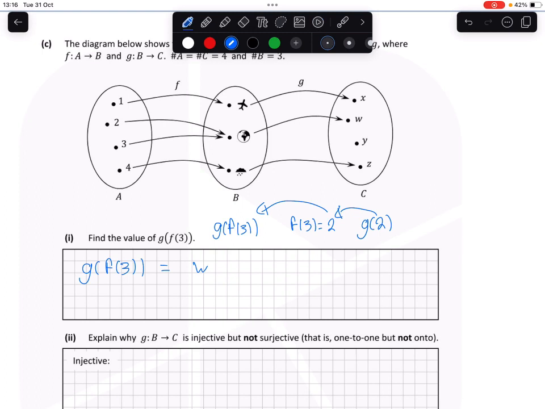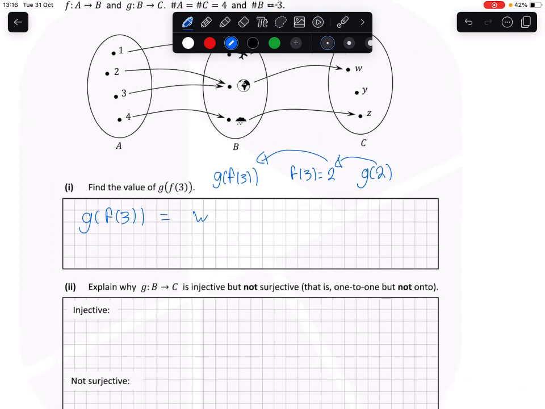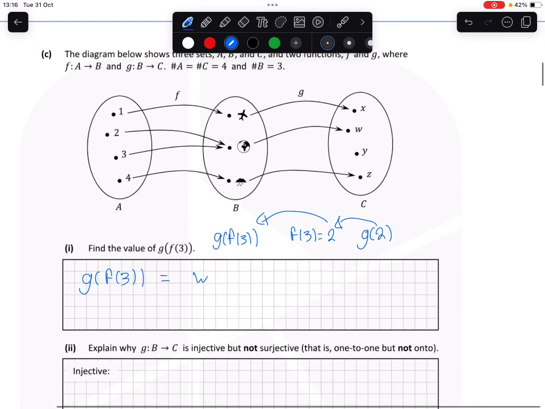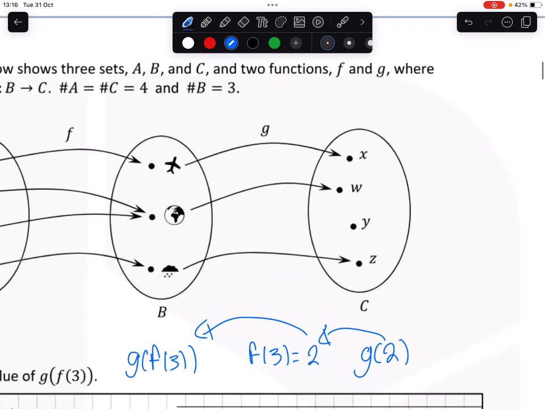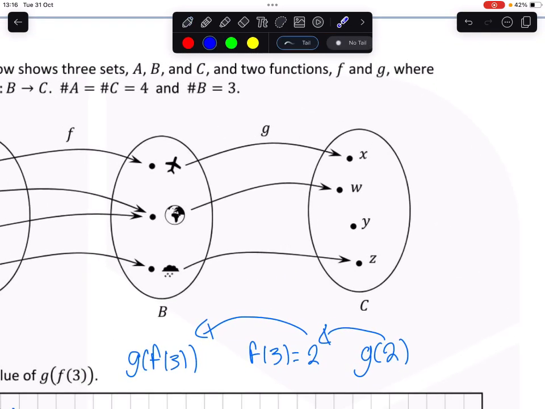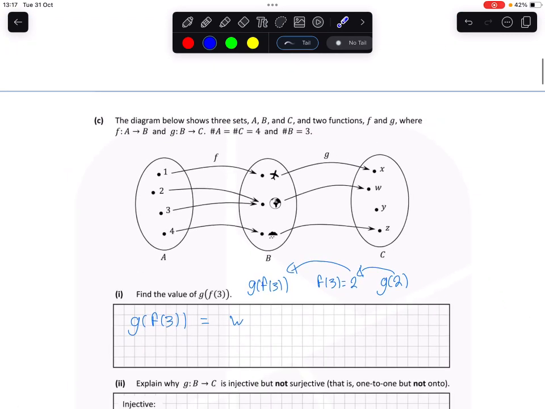So explain why g from B to C is injective but not surjective. That is one-to-one but not onto. So we don't really need to worry about what's happening in A. We look at B and C first of all. What we want to notice is that if we look at everything in here, the plane, the world, and the rain cloud, they all get mapped to one thing within C. So everything in B gets mapped to C. So that's okay. So that's why we can say that this is going to be injective.